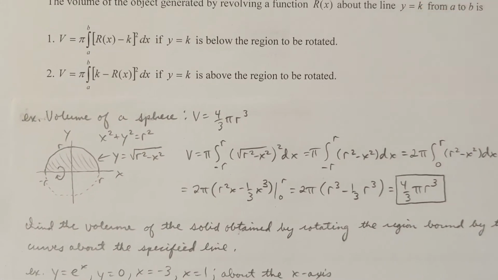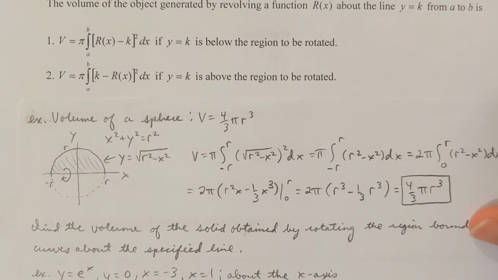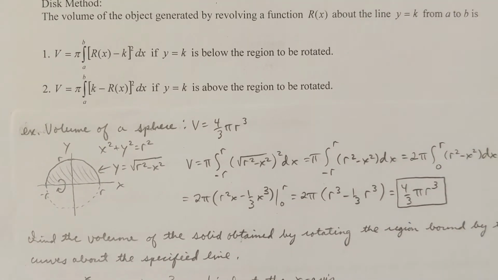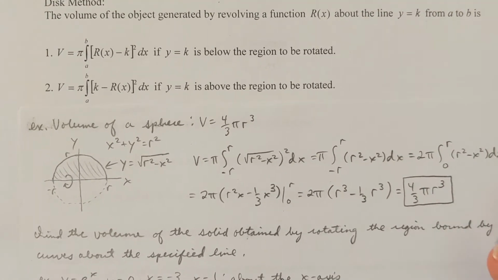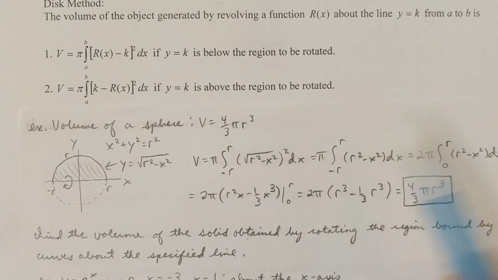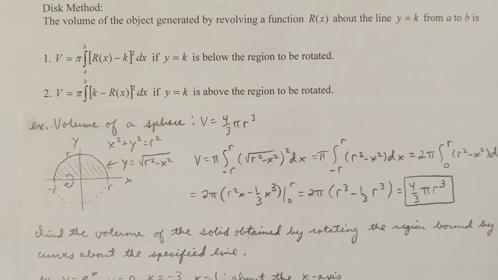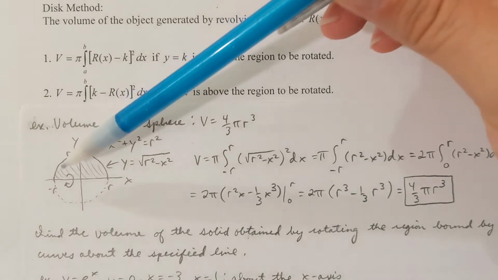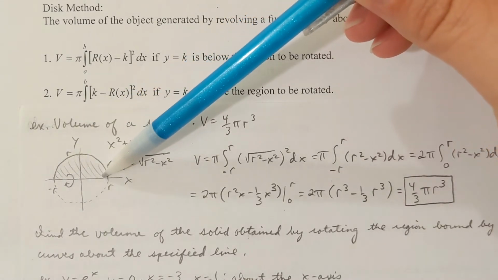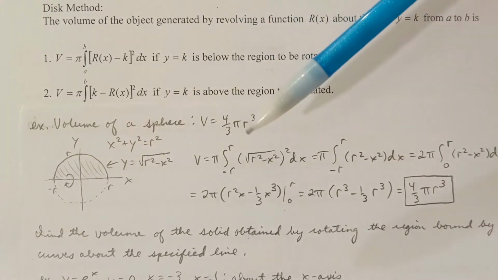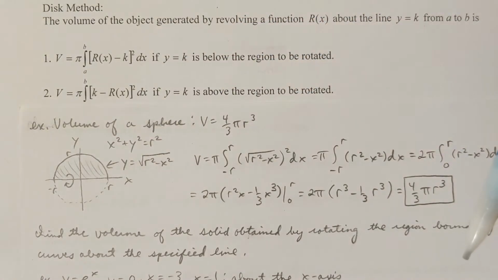Here's an example. Suppose that we want to find the volume of the sphere. In a geometry class, you would just be told that V equals 4/3 pi r cubed. That's nice, but where does that come from? There are lots of different explanations, but one way to look at it is that you have a semicircle being rotated about the x-axis to create a sphere.